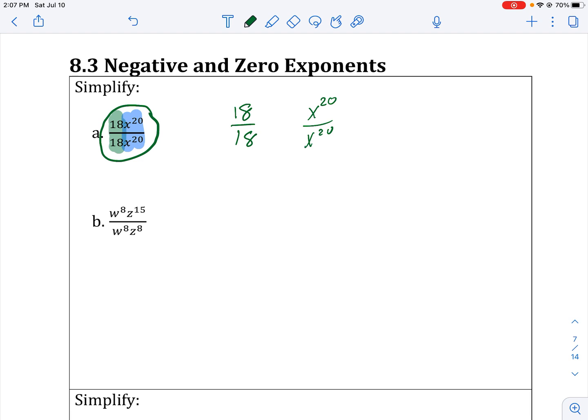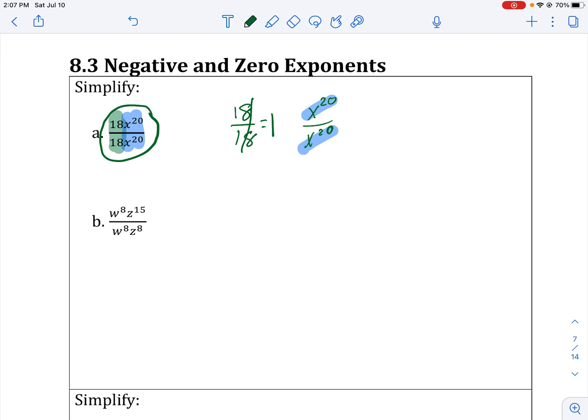Now, anytime we divide a number by itself, that always equals 1. So 18 divided by 18 equals 1. Right? So those will cancel. Everything equals 1. Here you might notice we have x to the 20th over x to the 20th. That is a number divided by itself. So you know any number by itself equals 1.